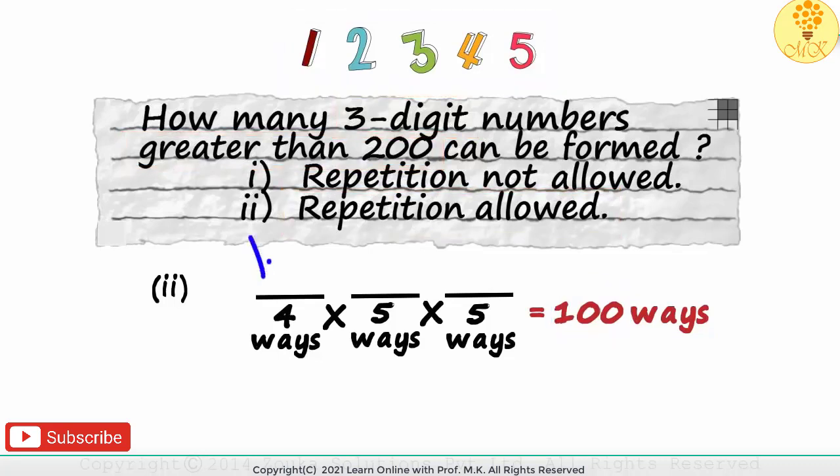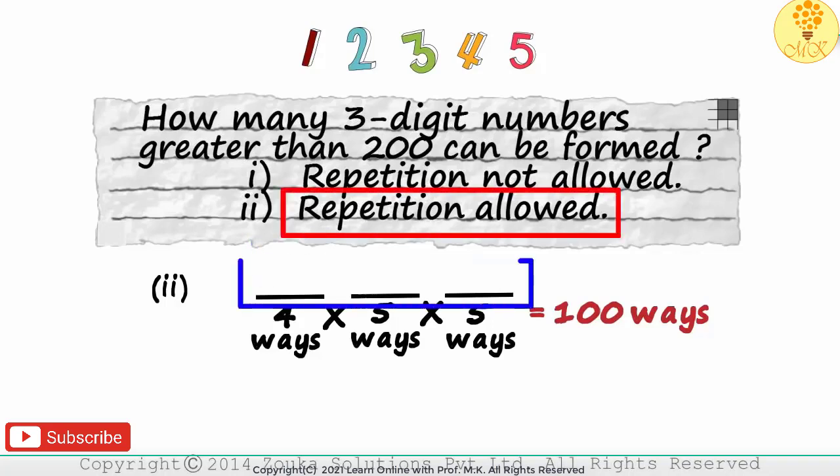Do we have to start with the condition when repetition is allowed? Nope. When repetition is allowed, we can start off with any of the slots. We will get the same answer.